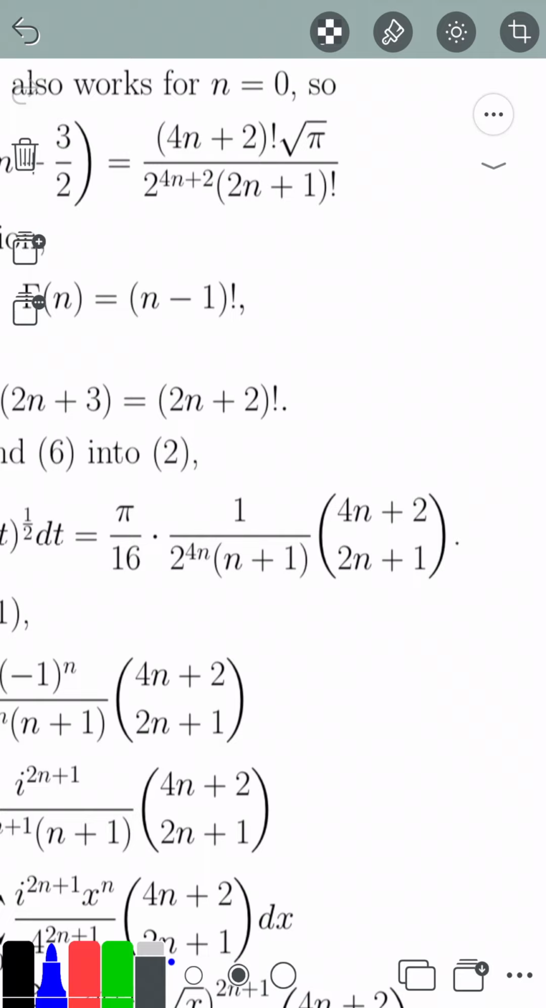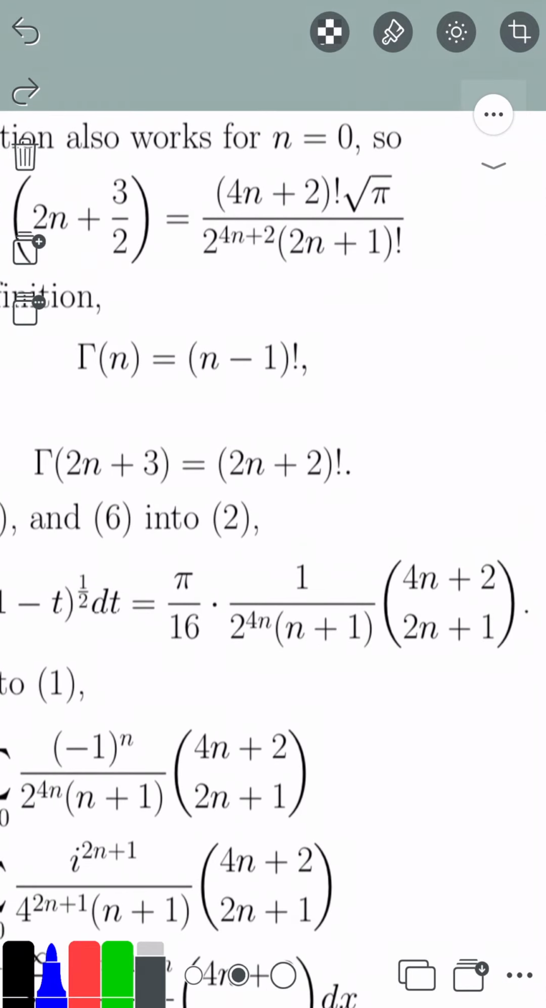That's the central binomial coefficient. Well, ish. It's not really the central binomial coefficient, because the central binomial coefficient is 2n choose n, but here it's something that looks similar to that, because 4n plus 2 is 2 times 2n plus 1. So here we have 2 times 2n plus 1 choose 2n plus 1, or 4n plus 2 choose 2n plus 1. And then we've got the 2 to the power 4n here.